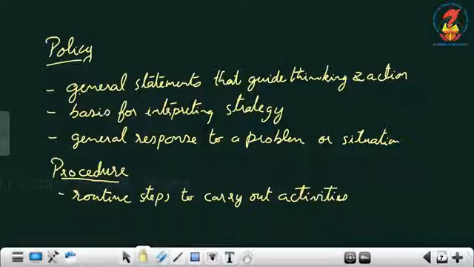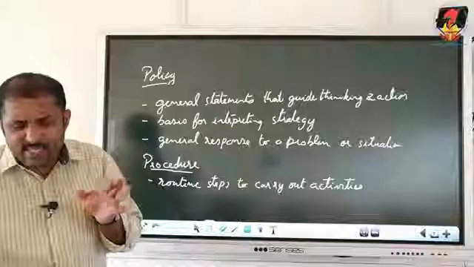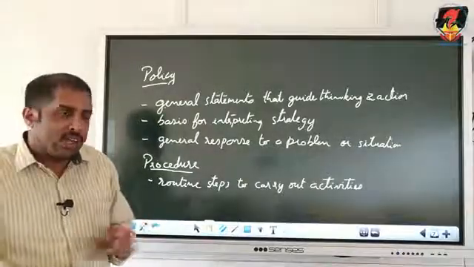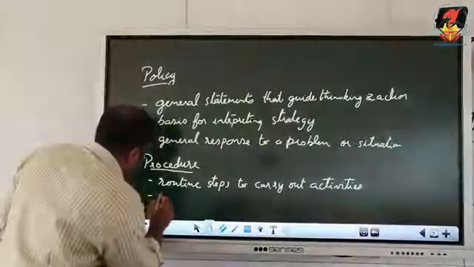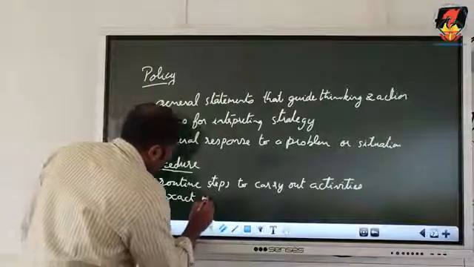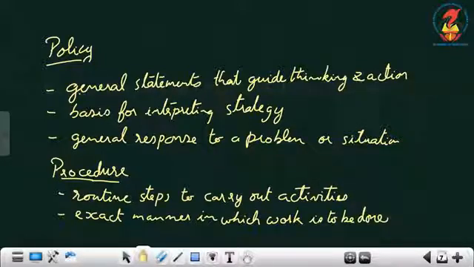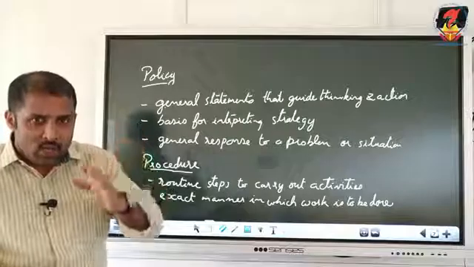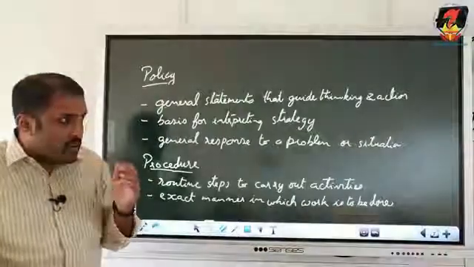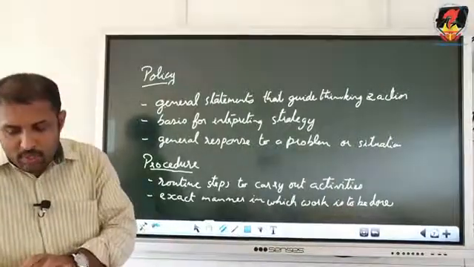Those are routine steps to carry out activities, and it is talking about the exact manner in which any work is to be performed. So it is routine steps. What is to happen in an organization? What has to happen one after the other? Exact manner. What is a particular method in which it has to be done?